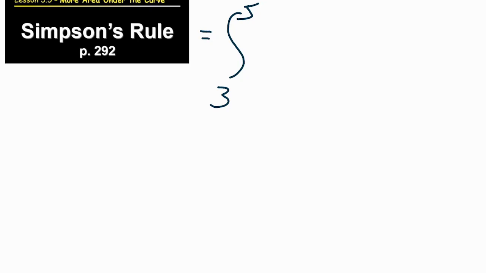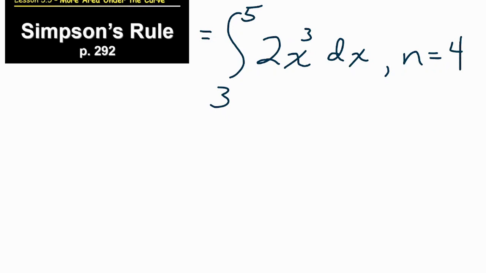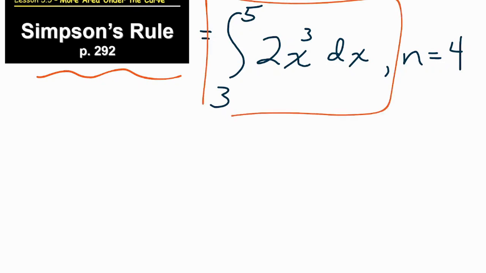Now, you want to be careful here that you understand my notation. Yes, I'm writing an integral from 3 to 5 of 2x cubed dx, and we're going to let n equal 4. Make sure that you understand the notation. I did put an integral on the board, but we're not going to do the integral using the antiderivative. Instead, we're going to do the integral by using Simpson's rule. So when we see this integral symbol, it really just means find the area. But again, we're going to find that area using Simpson's rule.